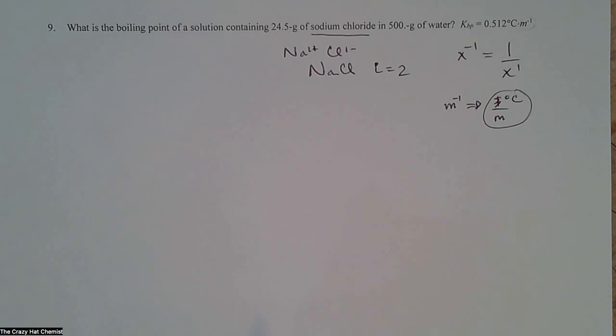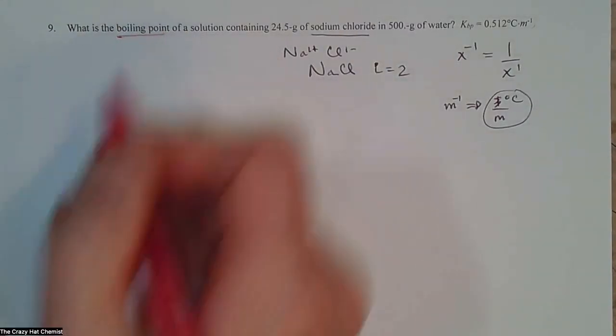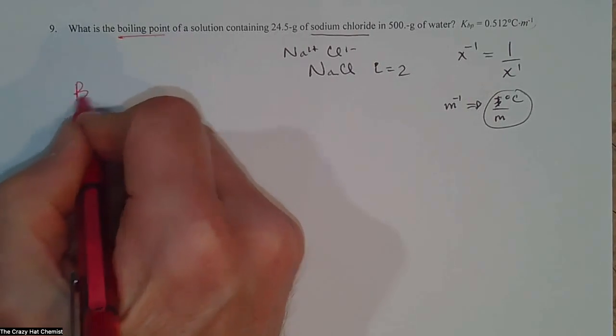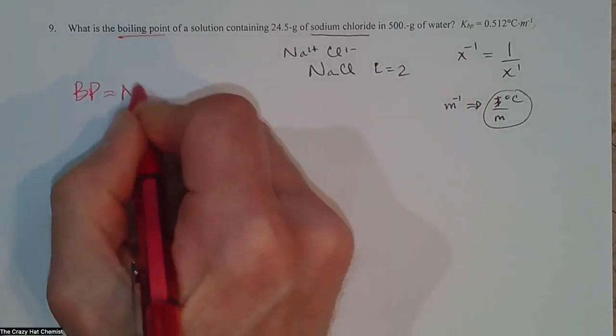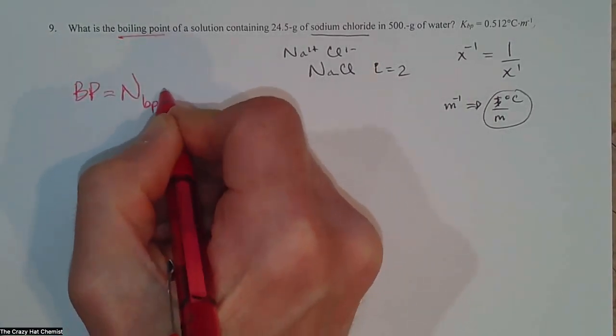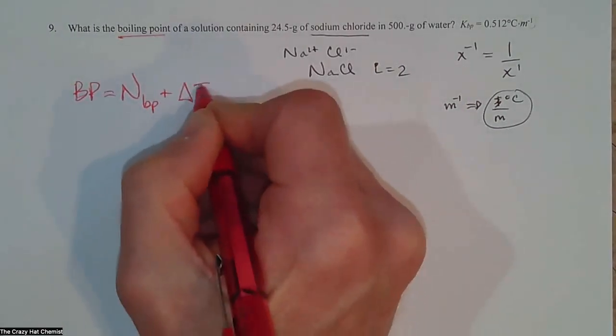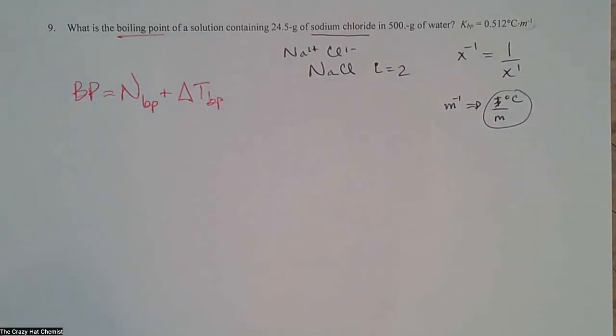Okay. All right. So boiling point. We are going to write out the equation for the boiling point. So we are trying to solve for the boiling point. So the boiling point is equal to the normal boiling point plus the change in temperature of the boiling point.